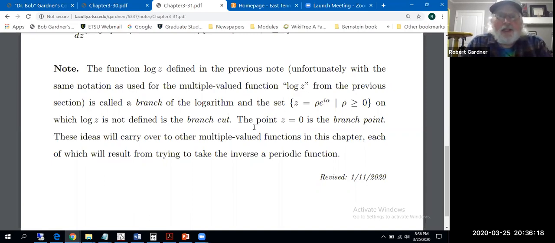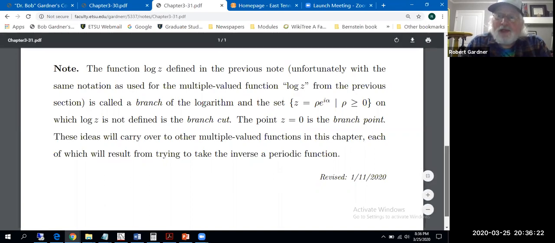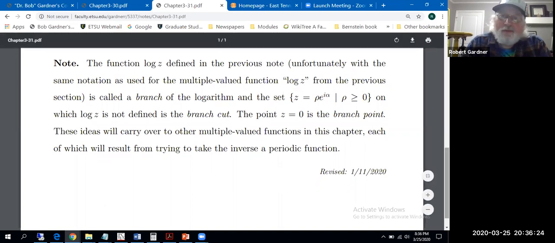So you haven't seen the last of this branch cut stuff. And as I've commented multiple times, the whole reason we're having multiple branches is because of the polar coordinates and because of the behaviors of arguments.